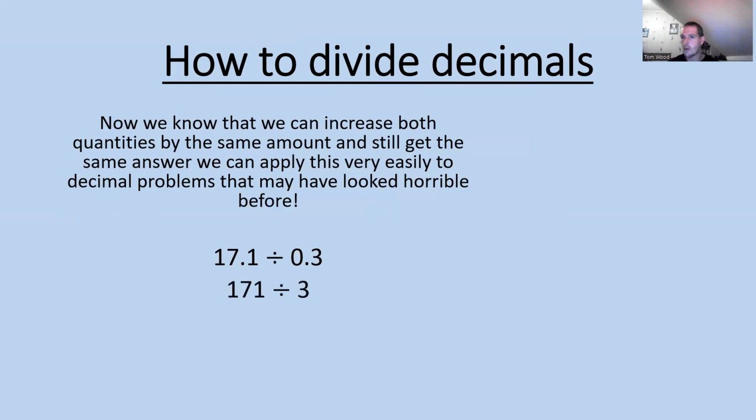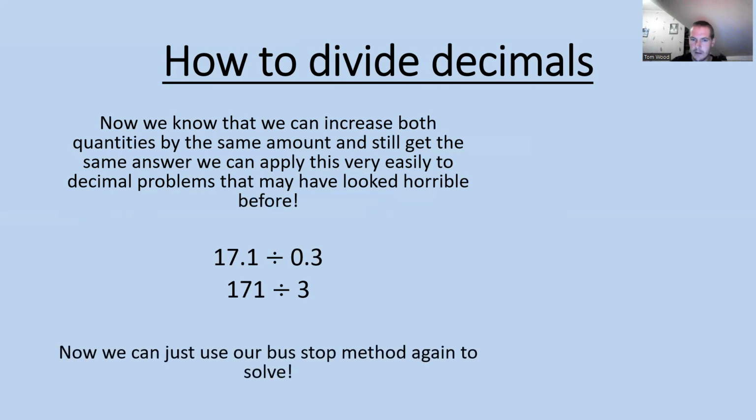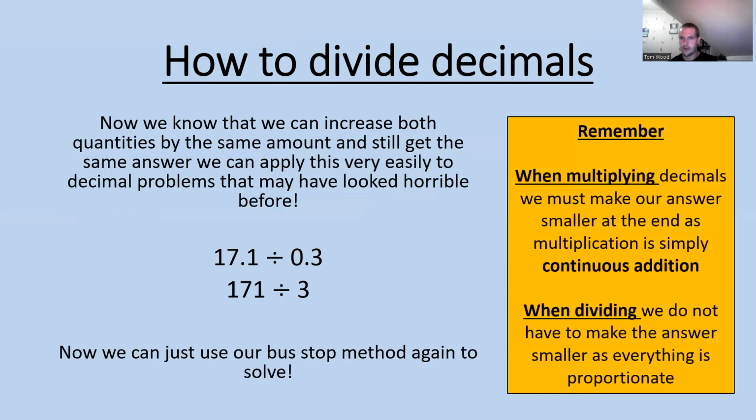I'm going to say instead of 0.3, I'm going to say divided by 3. What I've done is I've increased this amount by 10, and I've increased the amount I'm sharing it by 10. It is equivalent. It is the same thing. So 171 divided by 3, I can put that in my bus stop, and I'll end up with the correct answer there. The thing to remember is there's a bit of a difference.